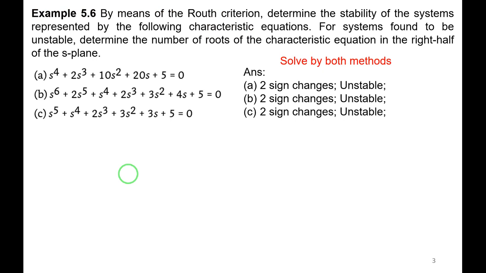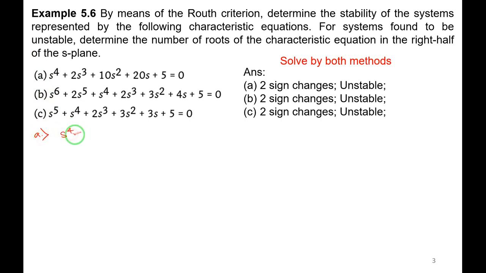We'll take up this numerical. By means of Routh criteria, determine the stability of the systems represented by the following characteristic equation. For systems found to be unstable, determine the number of roots of the characteristic equation in the right half of the S plane. So we will solve one by one. So I will take up part A.